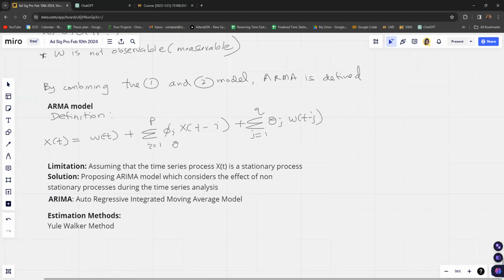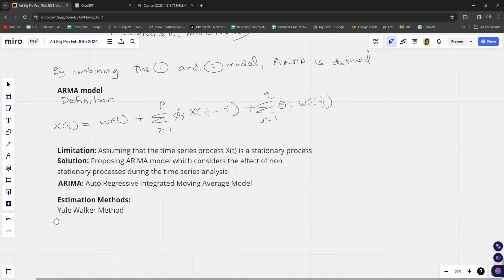And also, after we have determined the values of phi i and theta j, we have to use this process, and we can use other methods to determine the optimal filter coefficients that will give the same behavior as the input signal.